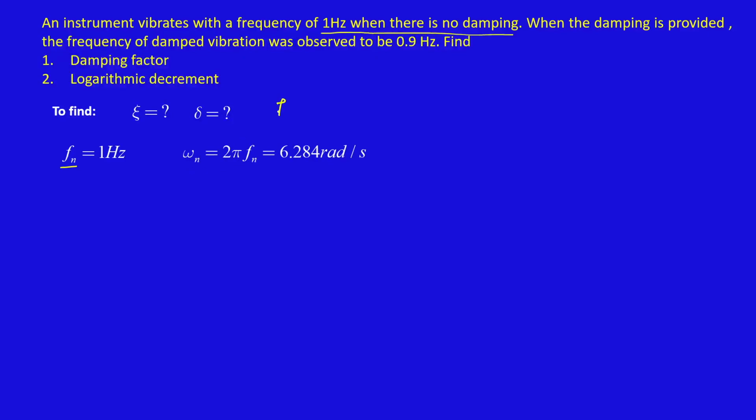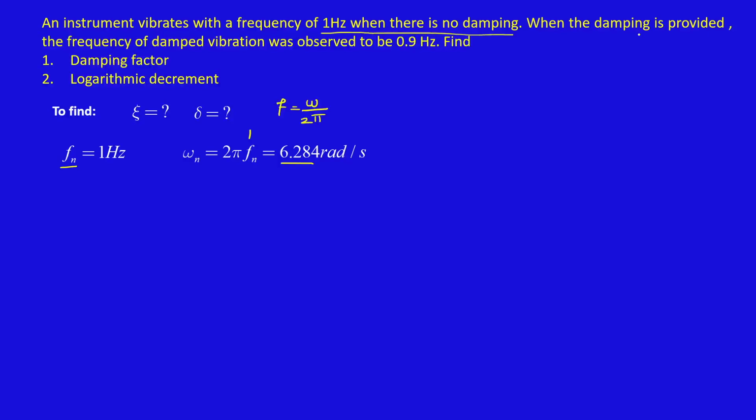Standard formula: frequency equal to omega divided by 2 pi. Then omega equal to 2 pi into Fn. Fn is 1. So 2 pi into 1, 6.284 radian per second. This is the natural frequency.